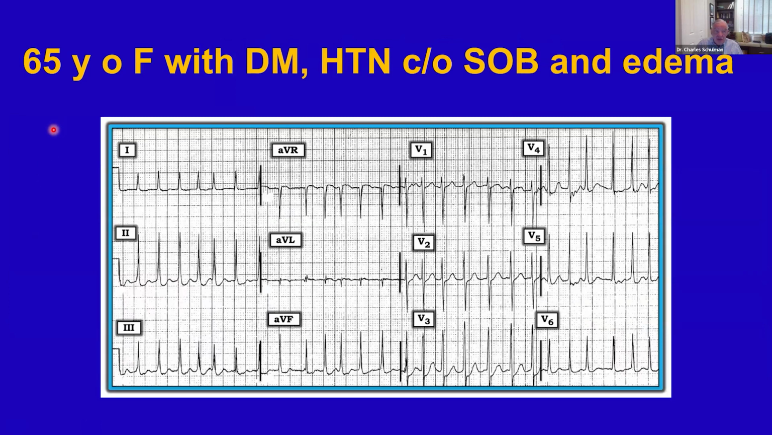Here's a 65-year-old woman who has diabetes, hypertension, and presents with shortness of breath and edema. She has a rapid, irregular, notice you can see the irregularity, supraventricular rhythm, right? QRS complexes are narrow. And this, you can guess with a pretty high percentage of surety, is atrial fibrillation.